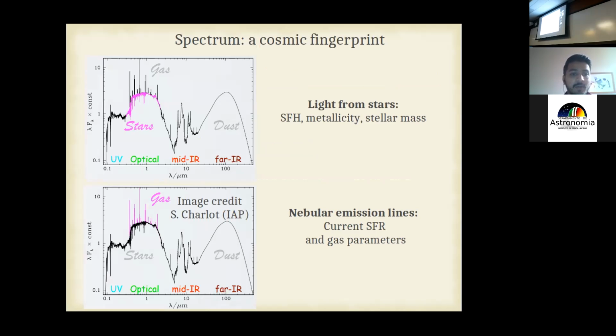Different parts of a spectrum give us different information. For example, in a galaxy, when we are studying the light coming from the stars, it gives us information about the star formation history, the stellar metallicity, and the stellar mass. On the other hand, when we are dealing with nebular emission, we can find the current star formation rate and gas parameters. It's also important to note that the wavelength range is equally important for us to be sure what we are looking for.